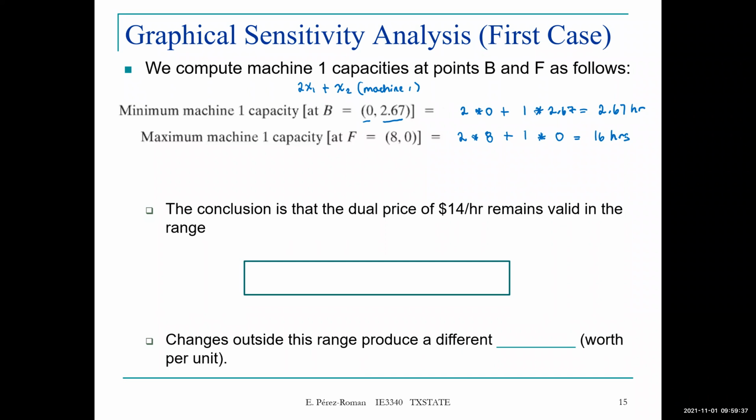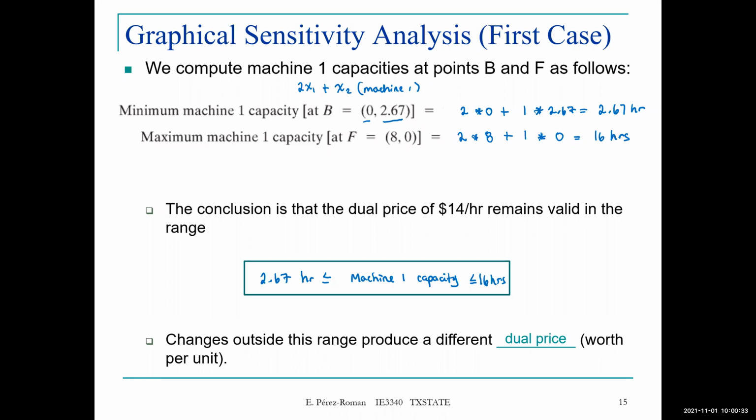So the conclusion is that the dual price of $14 an hour remains valid in this range: 2.67 hours is less than or equal to machine one capacity, which is less than or equal to 16 hours. As long as we are changing the capacity of machine one between 2.67 hours and 16 hours, the rate of change of $14 an hour will not change. If you go outside this range, meaning you change the right-hand side of the constraint outside these bounds, that will produce a different dual price or shadow price. It's no longer going to be $14 an hour. It's going to be something else.